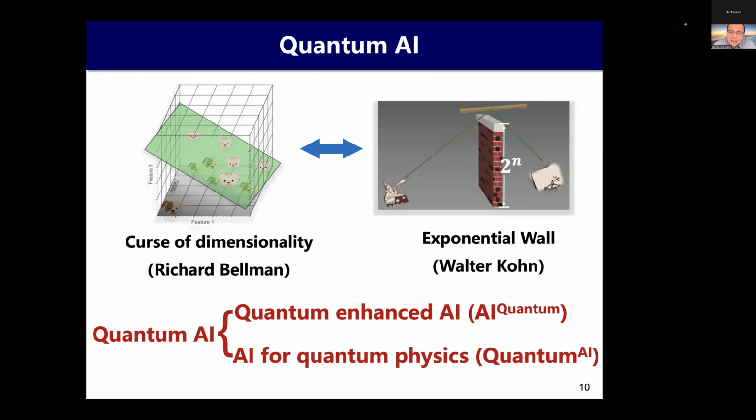My understanding is that quantum AI contains two directions, basically. One direction is quantum-enhanced AI, that is, how can we use quantum computing to enhance AI to solve intricate AI problems. On the other hand, we use AI as a tool to solve intricate quantum problems, especially quantum many-body problems.